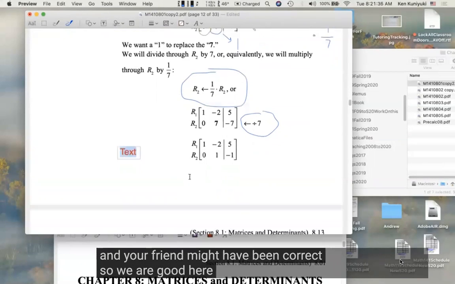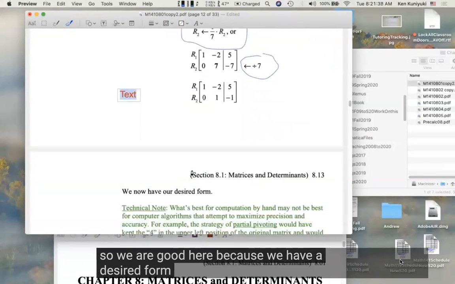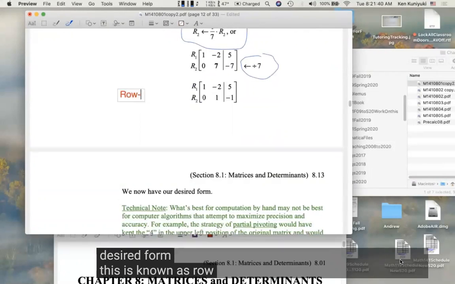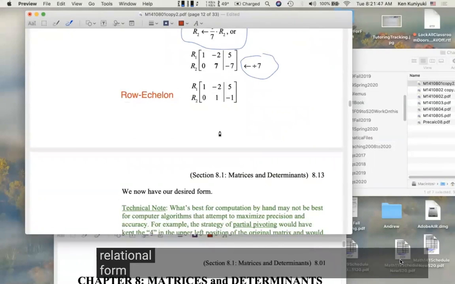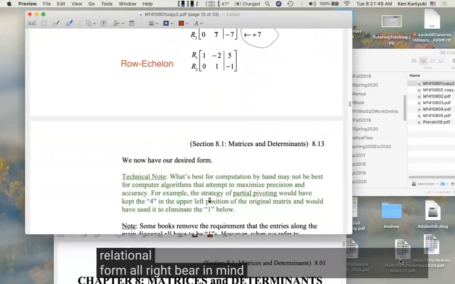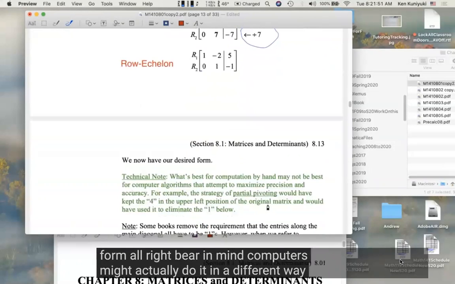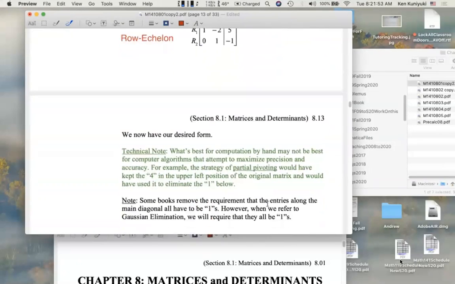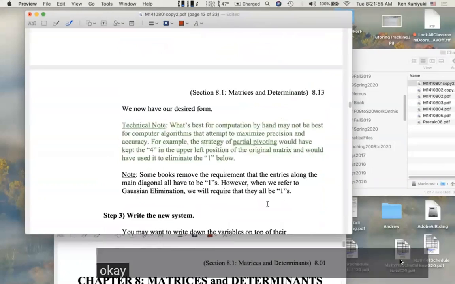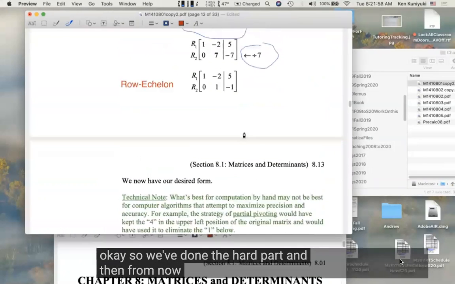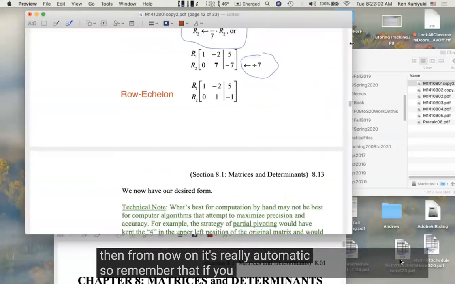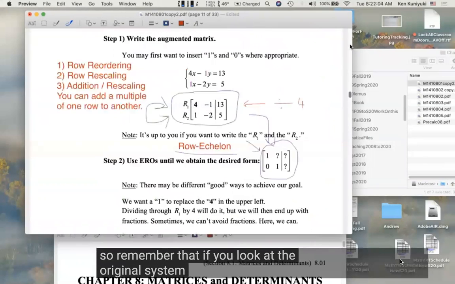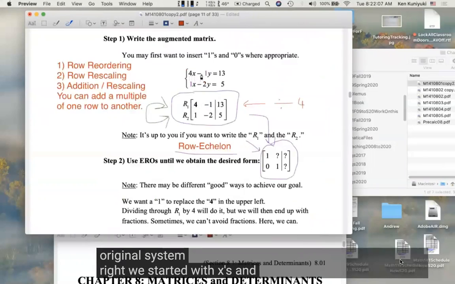So we are good here because we have a desired form. This is known as row echelon form, and I'll just find that and describe that later on. But this is an example of row echelon form. All right, and bear in mind, computers might actually do it in a different way. Okay, so we've done the hard part, and then from now on, it's really automatic. So remember that if you look at the original system, right, we started with X's and Y's, right?